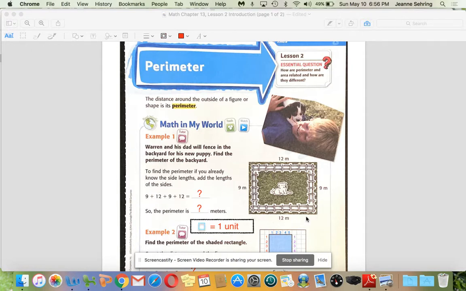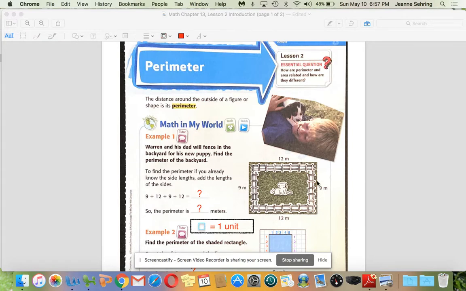So in this problem right here, we have somebody's backyard, and they got a puppy, so cute, and Warren and his dad, Addison's brother and her dad, want to build a fence. So they need to know how many sections of fence they're going to need. For this side, they'll need 9 foot, and the same for the other side of the rectangle, 9 foot on either side. The top side, they'll need 12 feet, or I'm sorry, these are meters, not feet. This is 9 meters, 12 meters, 9 meters, and 12 meters at the bottom.